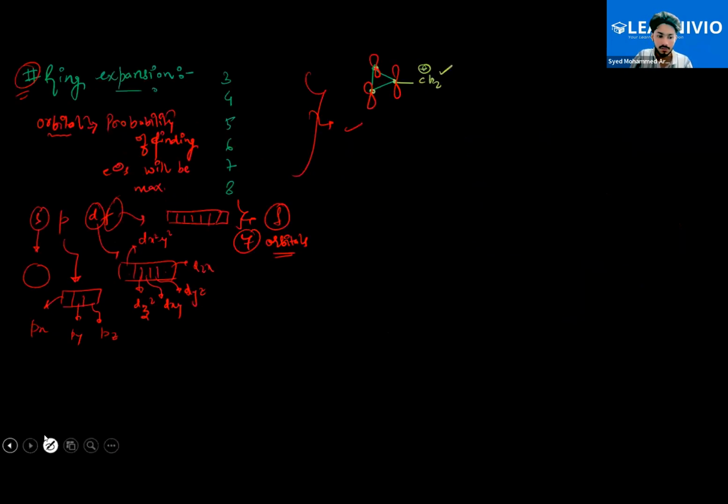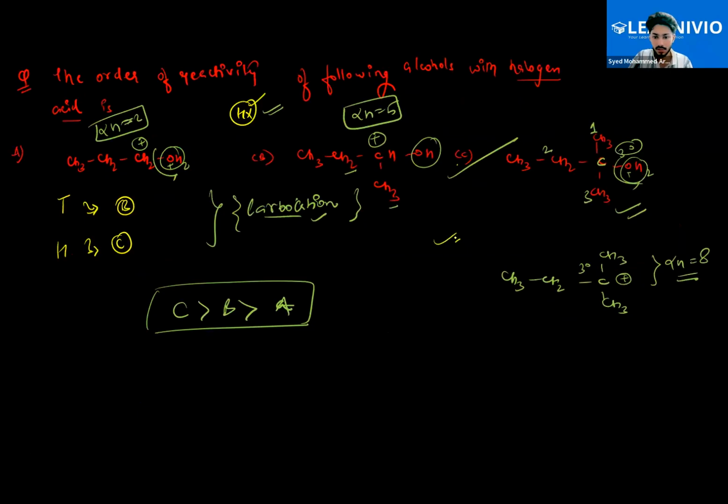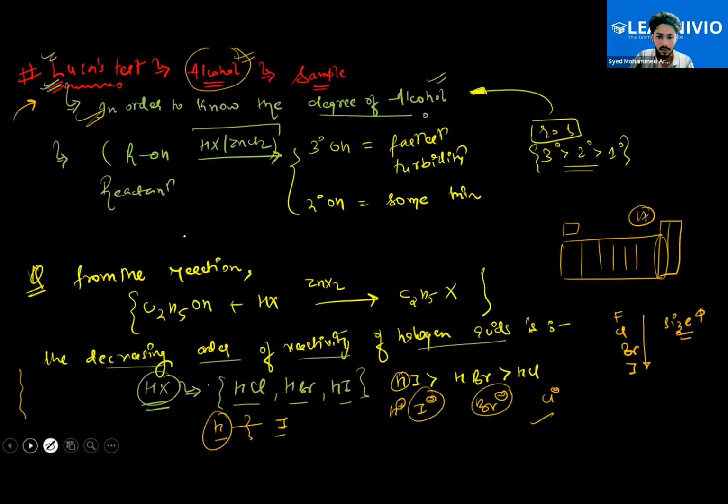On the basis of rate of reaction. This type of question will definitely be asked because it's a very simple question. 3 degree, 2 degree, 1 degree. On the basis of hyperconjugation, we will write the answer. And then there is the type of question about which will be the faster, which will show the faster ability. That will also be asked.